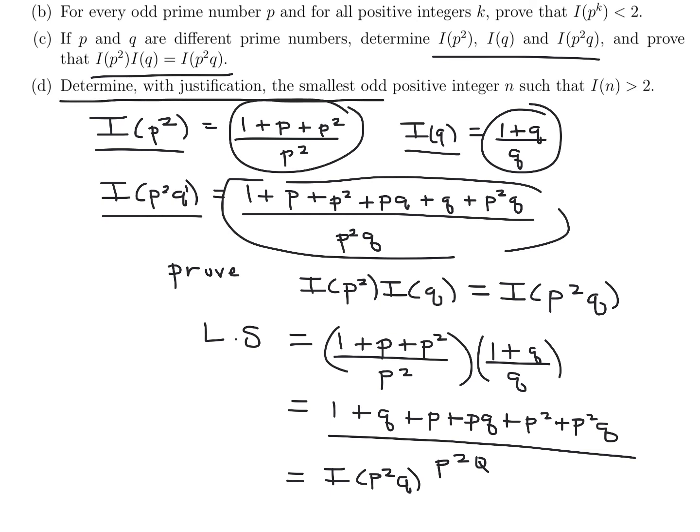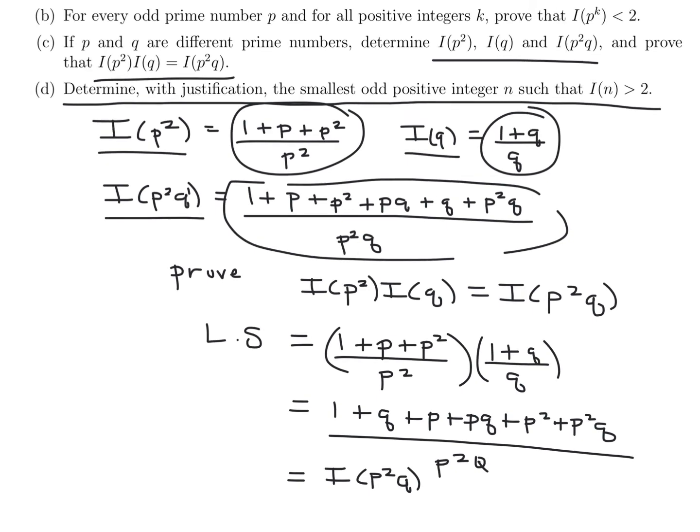Okay, the last one. Determine with justification the smallest odd positive integer n such that I at n is greater than 2. All right. So the good news with this one is that parts A, B, and C all sort of help us to try to solve this part. Otherwise, if you had never seen parts A, B, and C and never worked them out, it would be very difficult. So let's just recap a little bit.